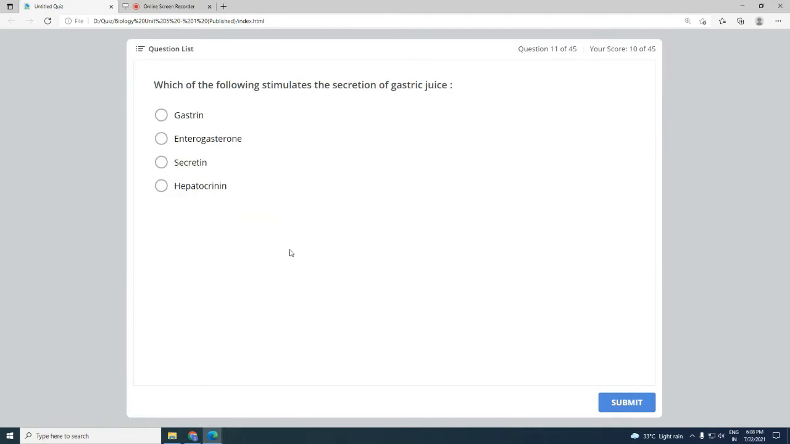The 11th question: which of the following stimulates the secretion of gastric juice? Gastrin, enterogastrone, secretin, hepatocrinin. Which is the right answer?